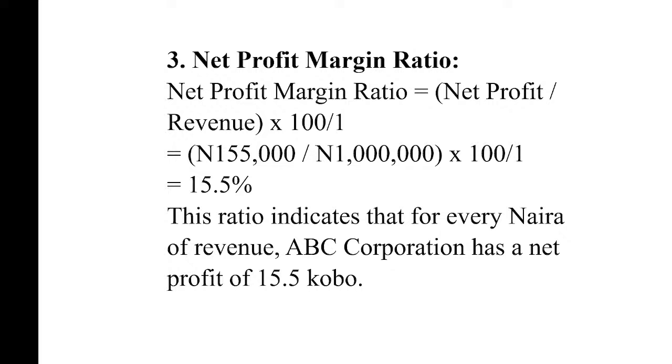We have a net profit margin. Net profit margin ratio is equal to net profit over revenue times 100 over 1. The net profit here is 155,000 in the question over 1 million times 100 over 1. That will give you 15.5%. This ratio indicates that for every naira of revenue, ABC Corporation has a net profit of 15.5 kobo.